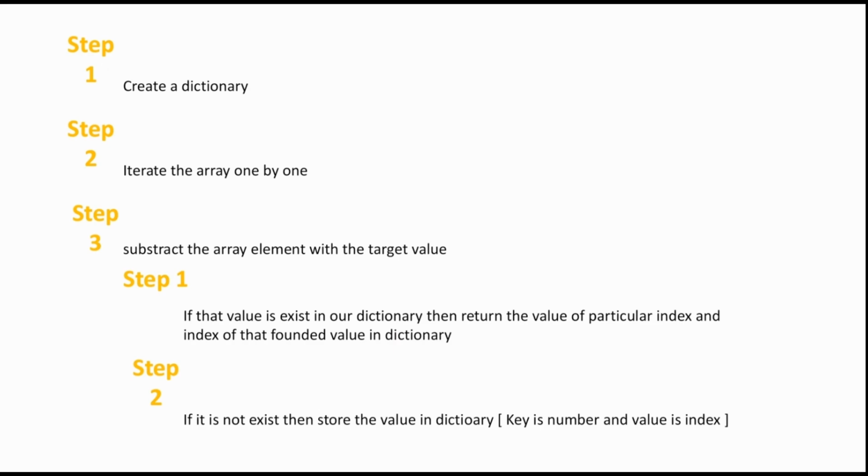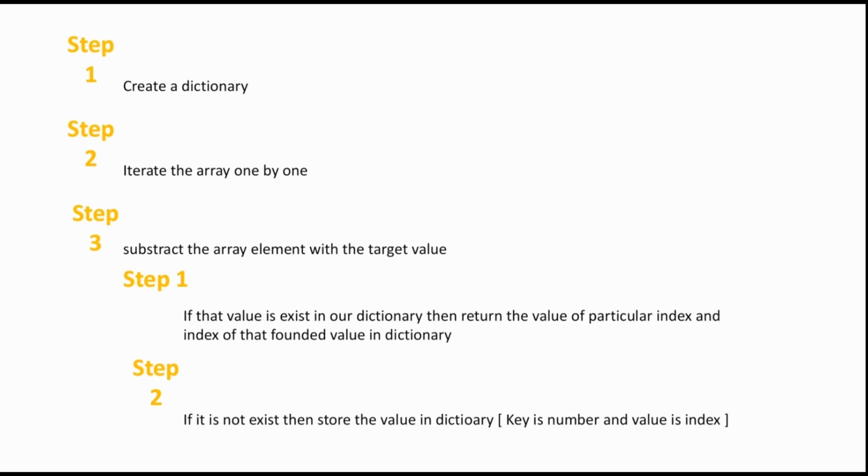Let's see a few steps to solve the problem. First, we have to create a dictionary. Then we have to iterate through each and every element in the array. Then we have to subtract that element from the target value. If that number exists in the dictionary, then we should return the index of a particular number and the index of the number that we found in that dictionary. Otherwise, we have to store that particular number in the dictionary as a key, and the value is its index.